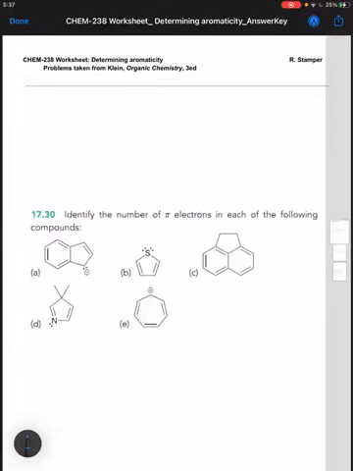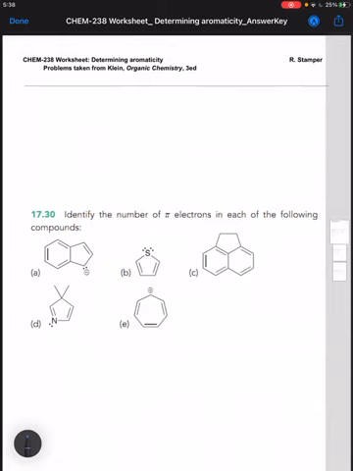Hi everybody. I wanted to go through in this video the worksheet that I have posted for you called Determining Aromaticity. This is designed to go along with the first chapter on aromatic structures in our organic chemistry class. So what I've done here is I've taken 3 problems out of the Klein Organic Chemistry textbook, that all 3 address the idea of aromaticity in slightly different ways.